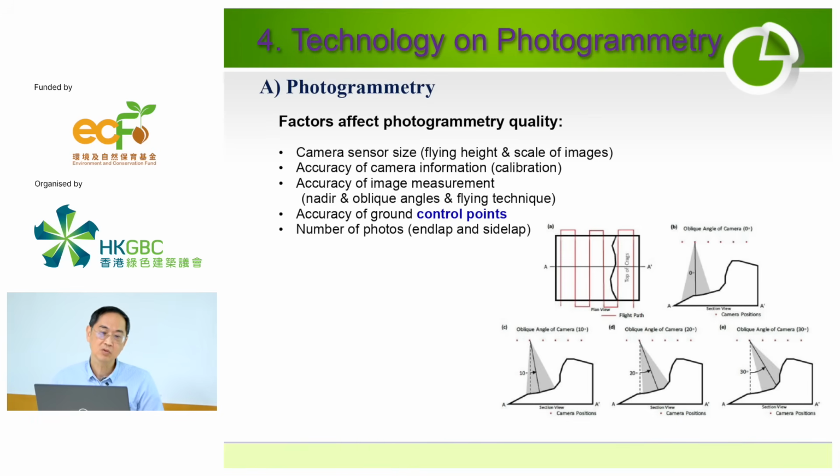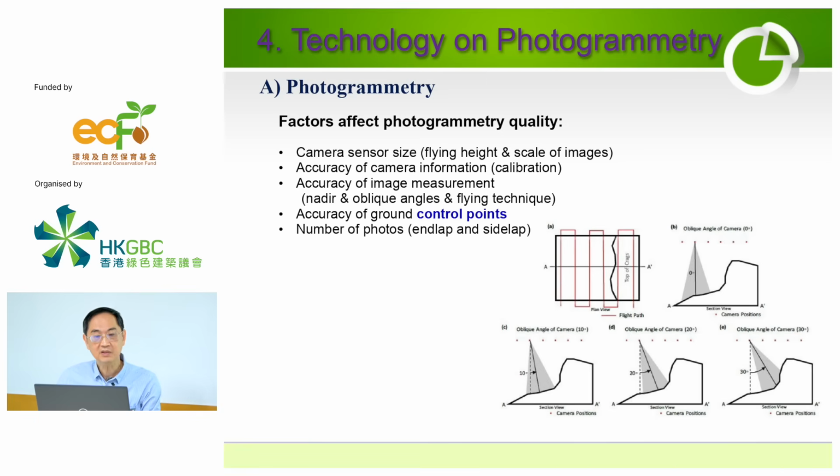So when we fly the drone for the purpose of aerial survey or photogrammetry, we need to be concerned about the quality of the pictures, or the quality of the set of images. We need to have a good camera sensor size. How to define what is good, what is bad? We will have a simple calculation later. And then it depends on the height and the scale of the images. And then the accuracy of the camera, we need to calibrate it. We also want a good quality of image for measurement. And the pictures we are going to take should be nadir, which means 90 degrees vertically, and also should have oblique angles.